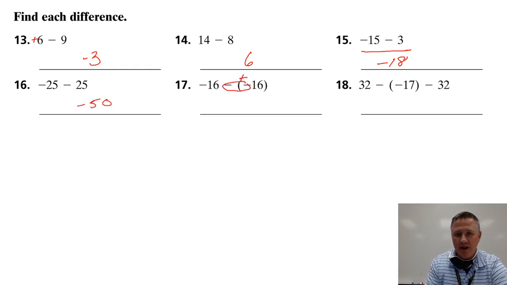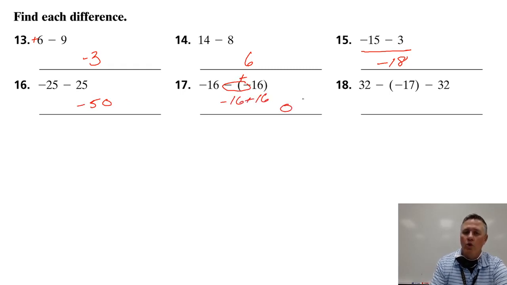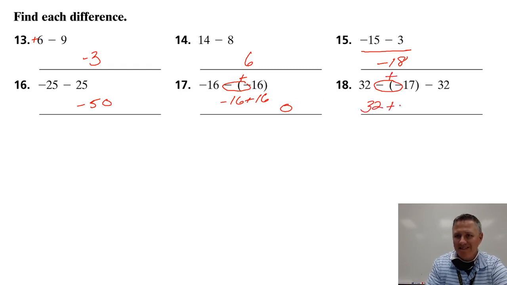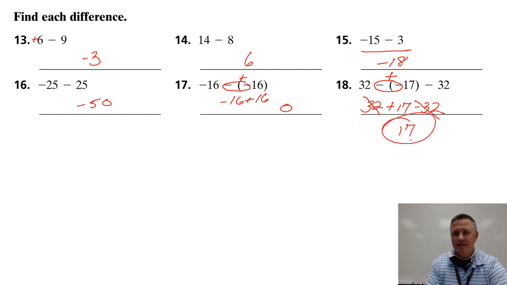Opposite of a negative is a positive. Rewrite it. Negative 16 plus 16 is 0. And the final problem, the opposite of a negative is a positive. So I get 32 plus 17 minus 32. So do you see opposites here? Yes, they cancel. And you're just left with 17.